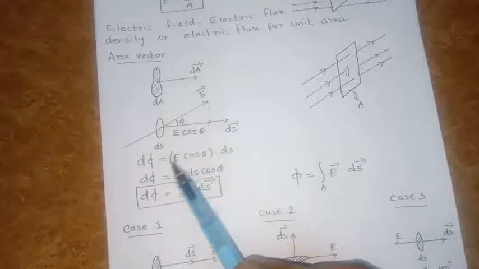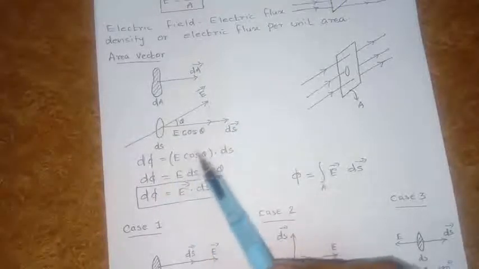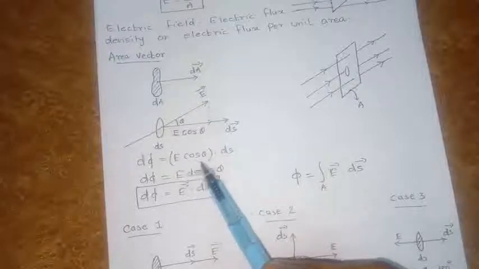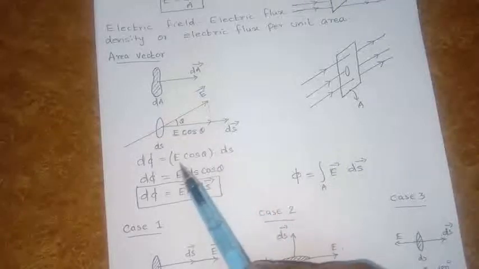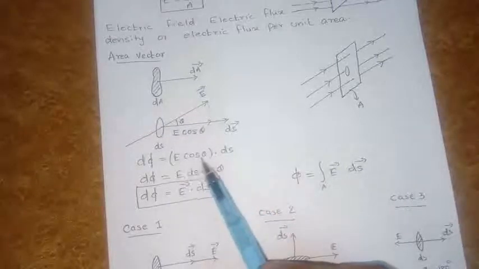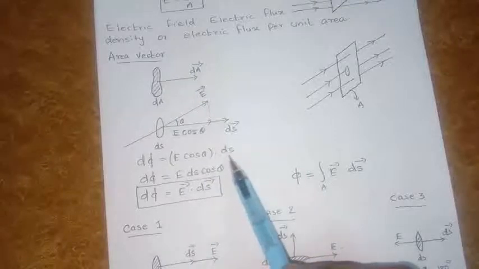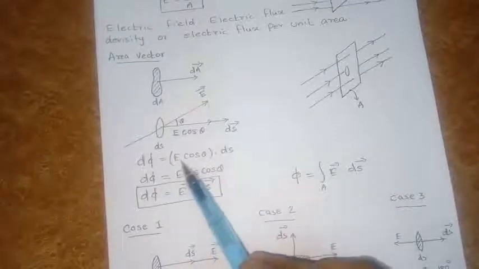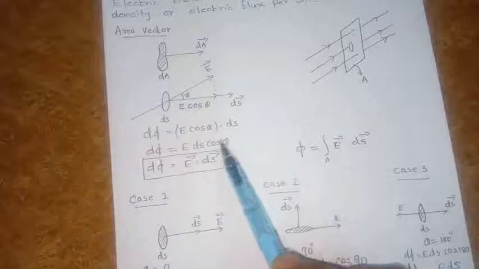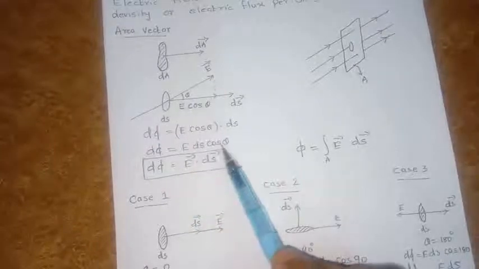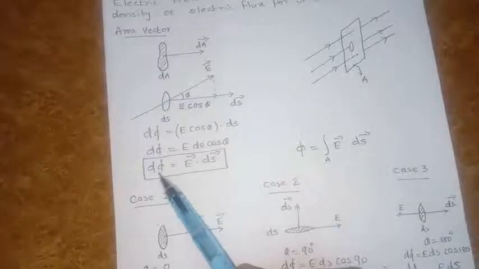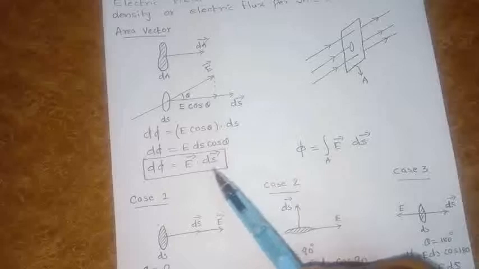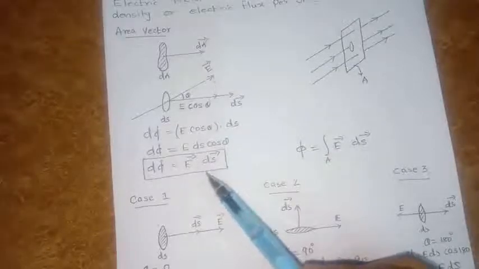In this type of situation, the flux is defined as the product of the component of electric field in the direction of the area vector and the magnitude of the area vector. The component of electric field in the direction of the area vector is E cos theta, and the magnitude of the area vector is dS. Therefore d phi can be defined as E cos theta into dS, that means E dS cos theta. Since E dS cos theta can be written as E dot dS, the flux through that surface is denoted by d phi is equal to E dot dS. So this is another definition for electric flux.